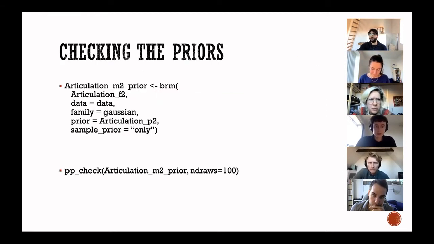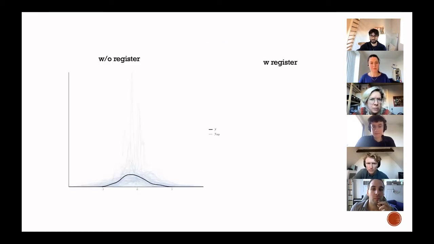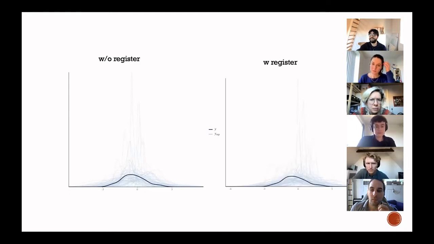Right, and here is how we build the model. Again, we start with checking the priors. We say we want the formula for the second model, articulation F2. We want the data. We want family Gaussian. We want the second prior, and we want only to sample the prior. We run the simulations from the model that only samples from the prior. This was how it was before in model 1. And here is how it is with model 2. It's very comparable. It's in the same order of magnitude, so it's good.